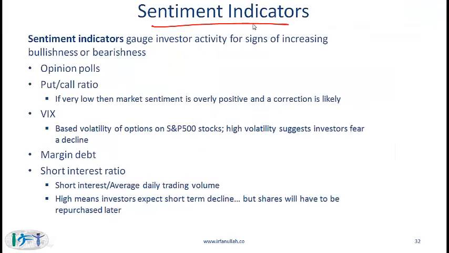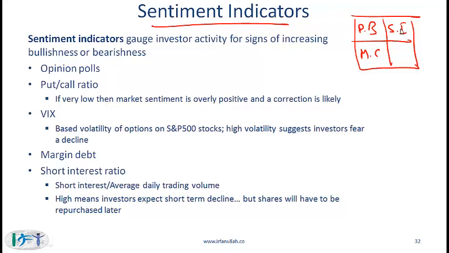Moving now to sentiment indicators, and again to connect with the four kinds of indicators that we talked about. We talked about price based, and then the four kinds of momentum oscillators, which are also based on price. And now we are up here with sentiment indicators. Sentiment indicators gauge investor activity for signs of increasing bullishness or bearishness. So these are not based on prices. The various sentiment indicators that you need to be aware of are shown over here.